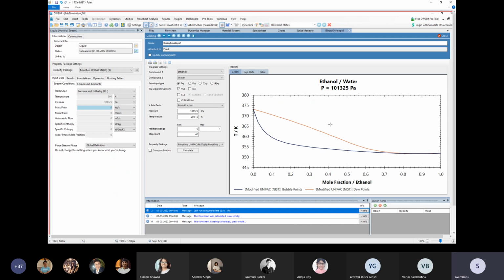So whenever we want to use a property package, we will have to compare the predictions from this property package with the experimental data. Whichever property package matches very closely with the experimental data, we will have to use that property package. Some amount of background work is required if you want to use this process simulator for an industrial application.